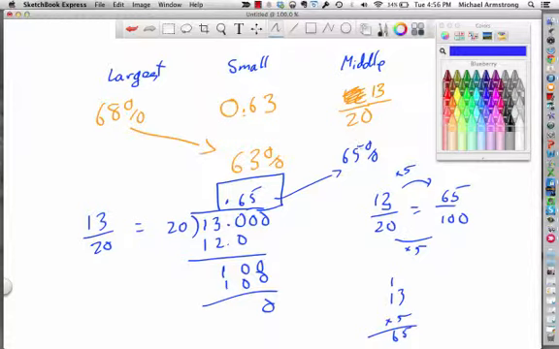0.65 is 65%. We already knew it was 65%. So you can use long division, or you can use this little trick. Hopefully you remember these tricks from earlier in the year. All right.